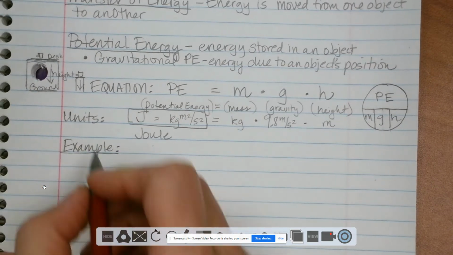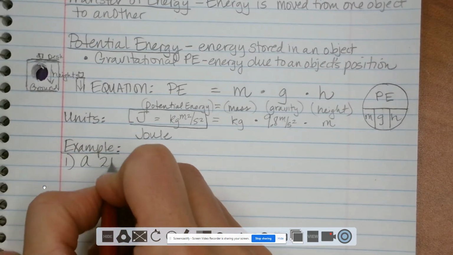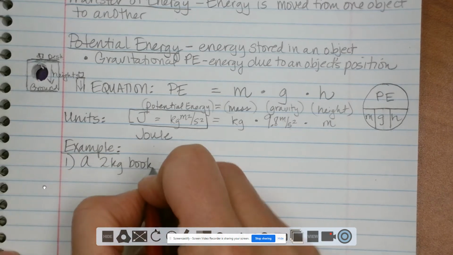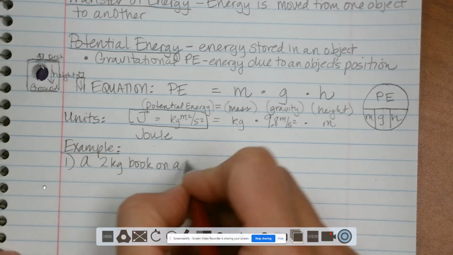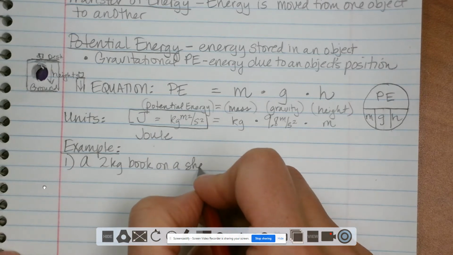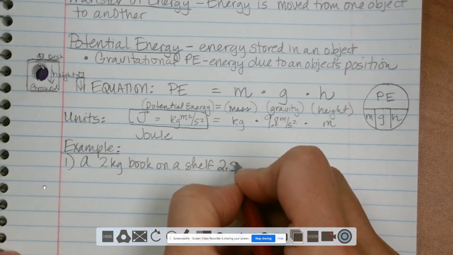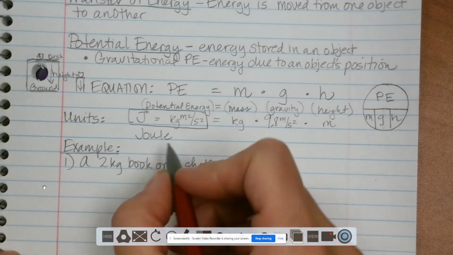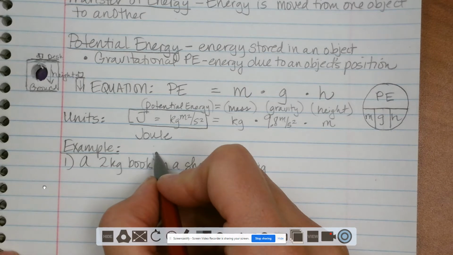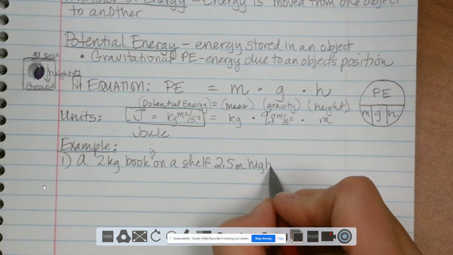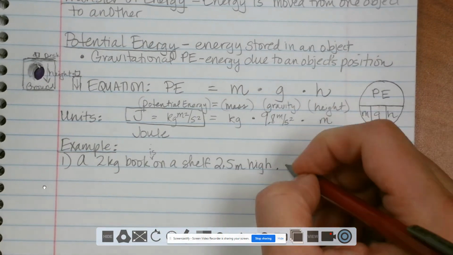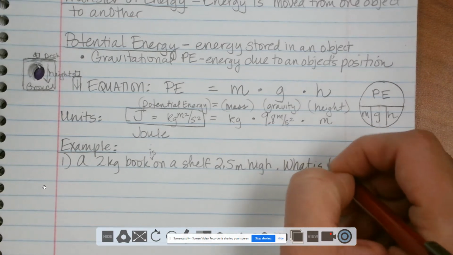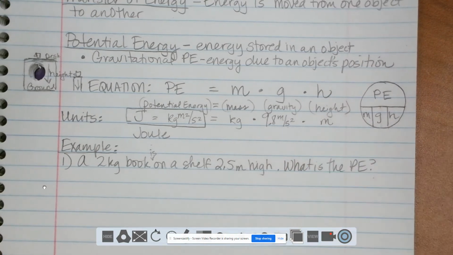All right, a 2 kilogram book is on a shelf 2.5 meters high. I forgot the "is" at first. It's on a shelf 2.5 meters high. Okay, what is the potential energy? I'm just going to abbreviate it PE for now because that's a long thing to write out. So just remember, what is the PE? What is the potential energy?